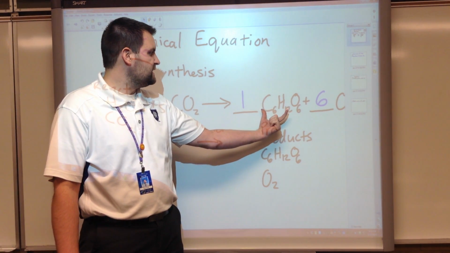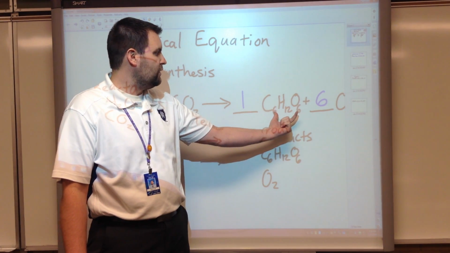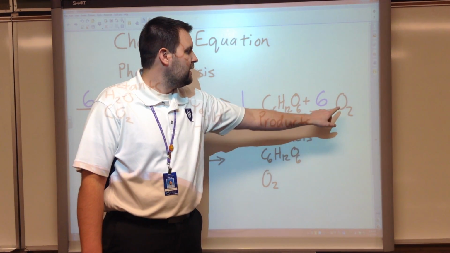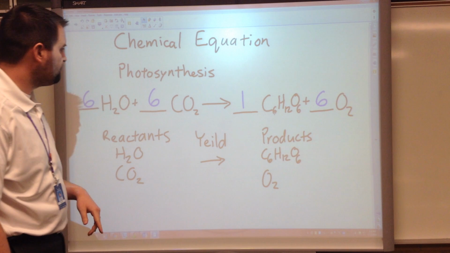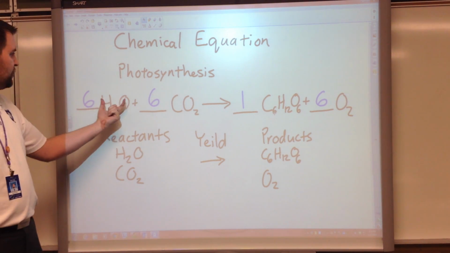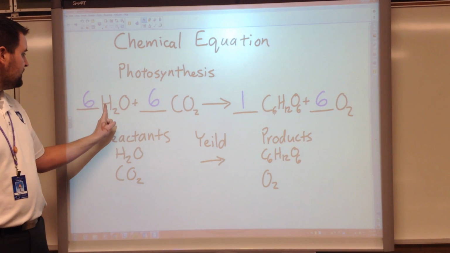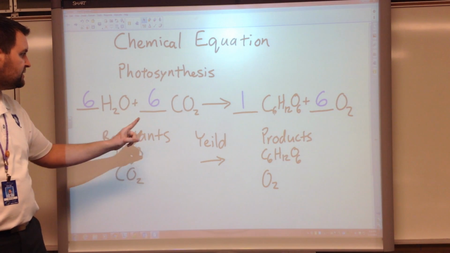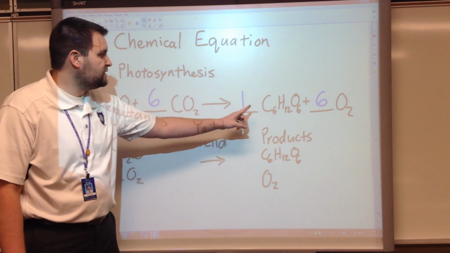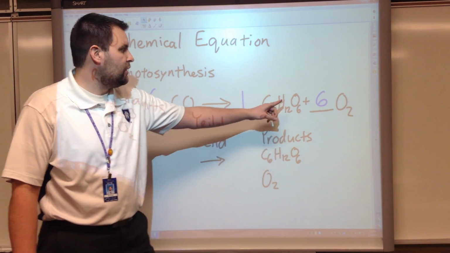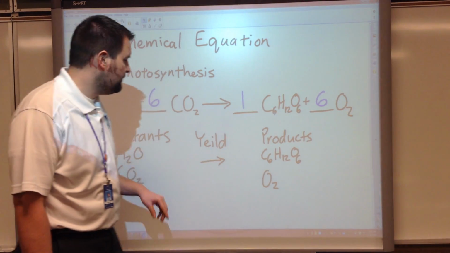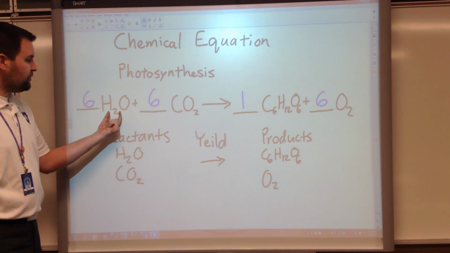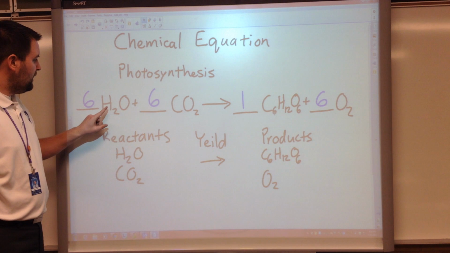sugar, which is C6H12O6, and then oxygen, O2. Each one of these symbols means something. So the H means hydrogen, the O oxygen, C carbon, O oxygen, C carbon, H hydrogen, O oxygen, O oxygen. You'll see these little numbers below each letter.